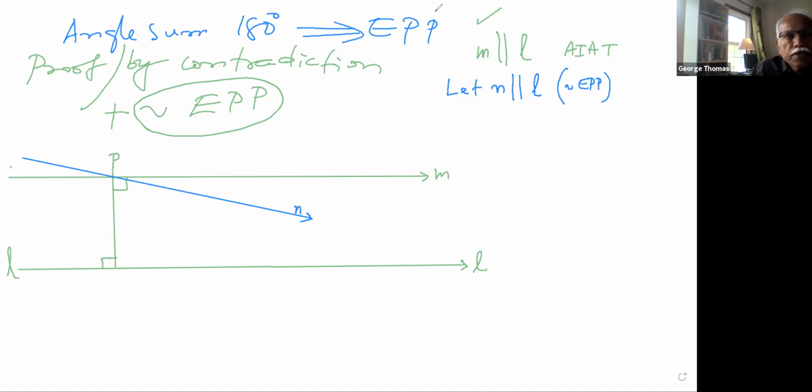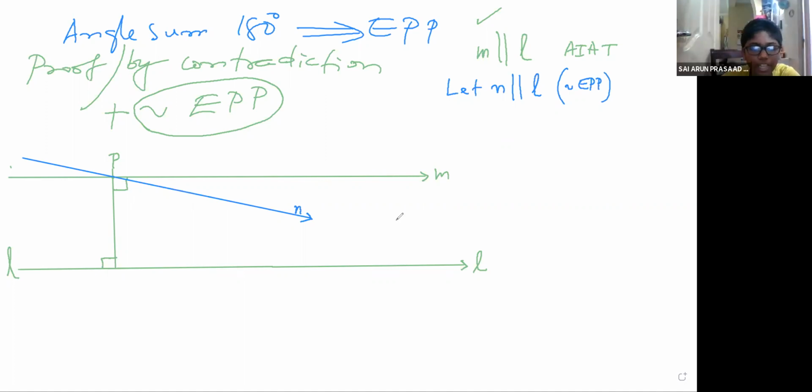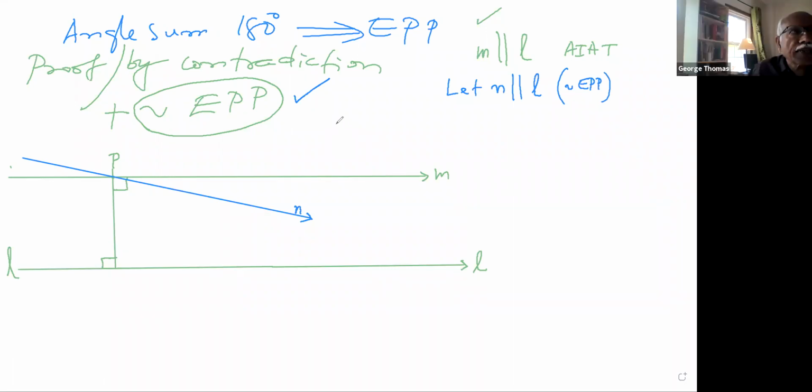Sai, do you agree that I can put another line N that is parallel to L? No, we can put a line N, but it's not parallel to L. Wait a minute. We think that it is true, and if we think that it's true, then it is parallel. Yes, you see, we are doing this proof by contradiction. Therefore, we are assuming that it is not EPP, okay? If it is not EPP, that means that we can have another parallel. Do you see that?